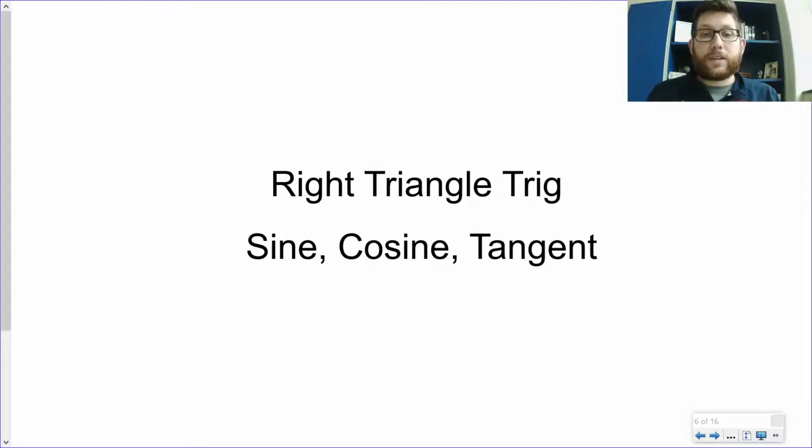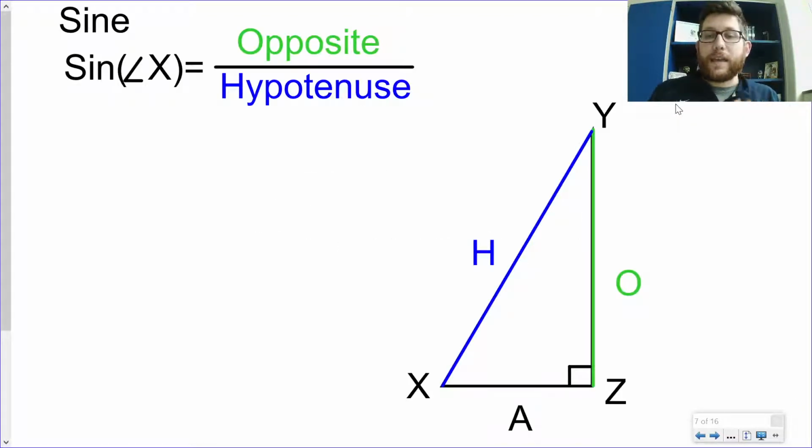In this video, we're going to take a look at right triangle trig with sine, cosine, and tangent. Now, we spent some time labeling sides, right? We labeled the O side, the H side, the A side. So here's a triangle where we've labeled the O, H, and A sides. Now, we did that for a reason.